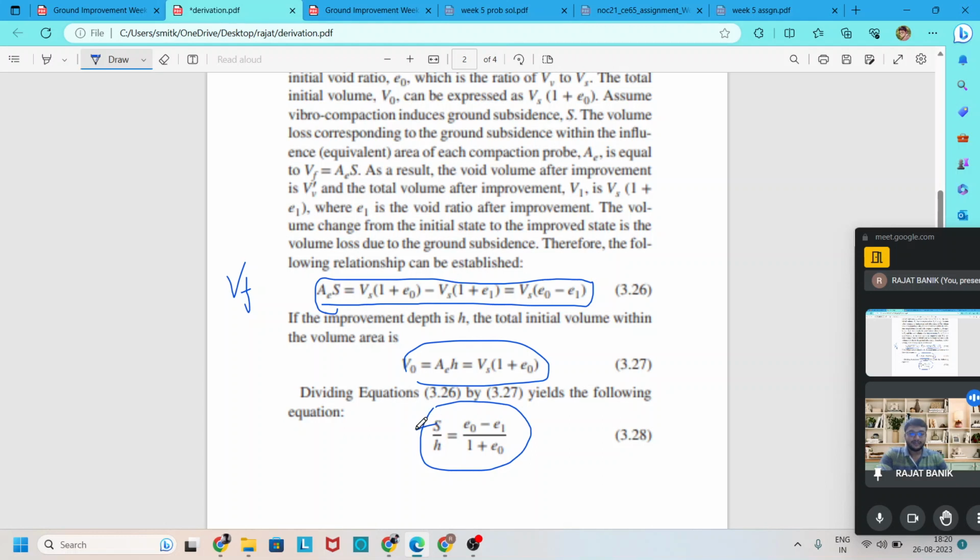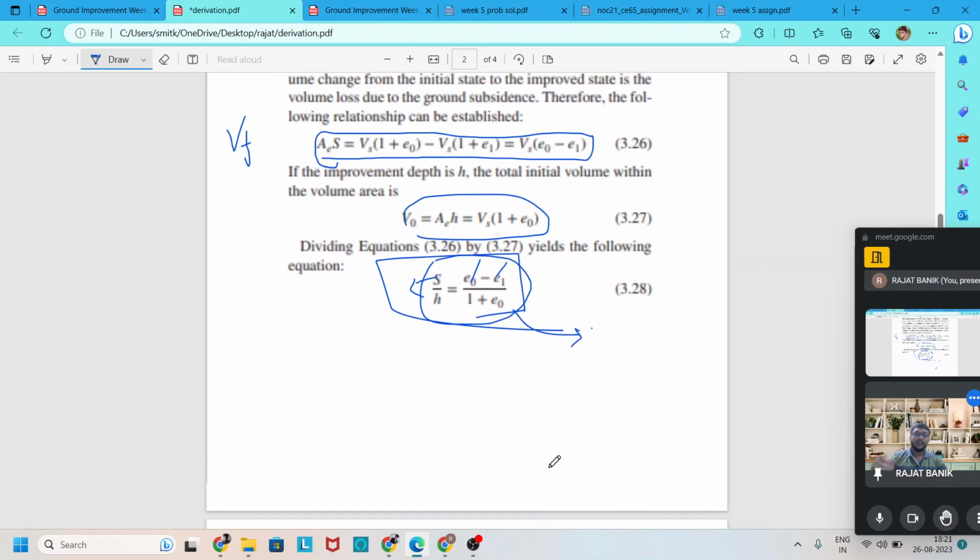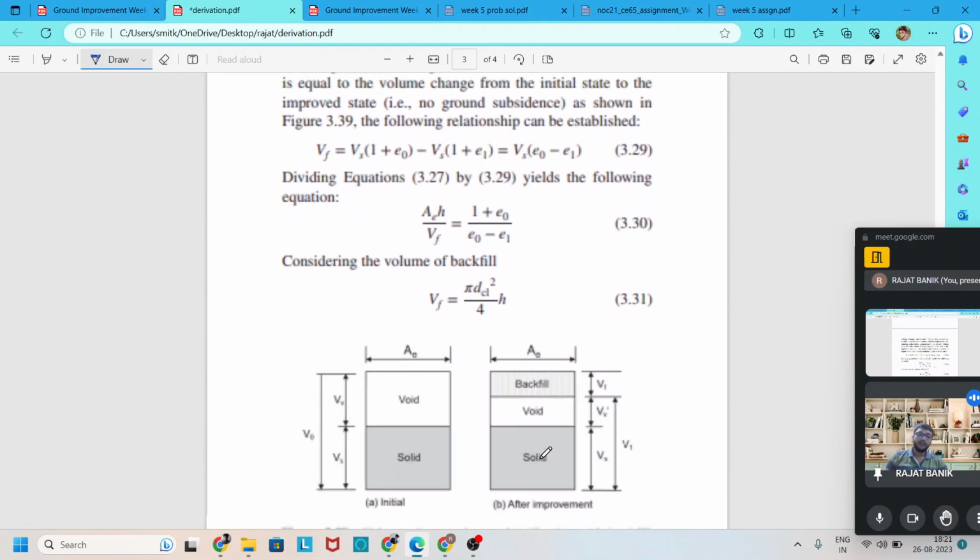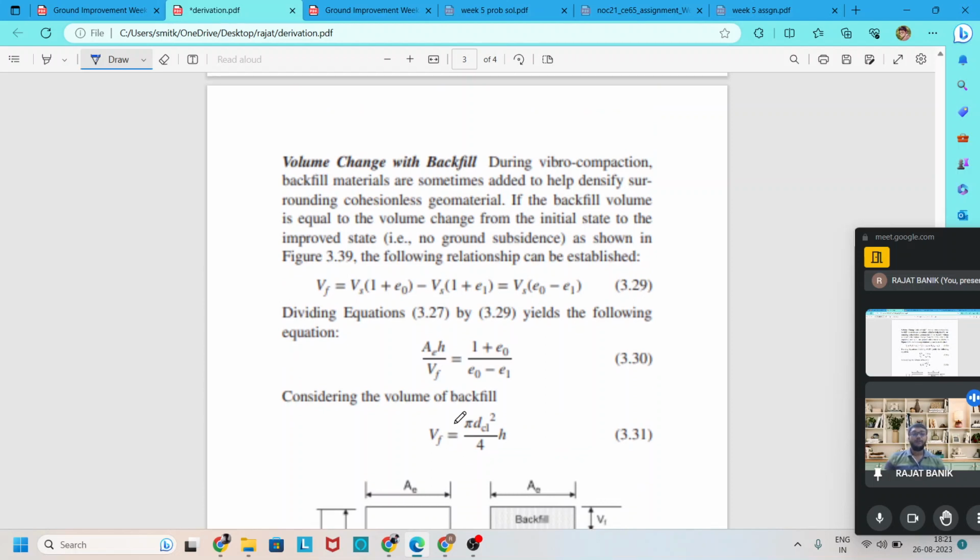Here S is the ground subsidence without backfill. You remember this equation is applied when we do not apply any backfill material. And H is the height or thickness of the fill. e naught is the initial void ratio, e1 is the void ratio after improvement. And the second case is when we apply the backfill material. Up to that point it is similar to the previous.